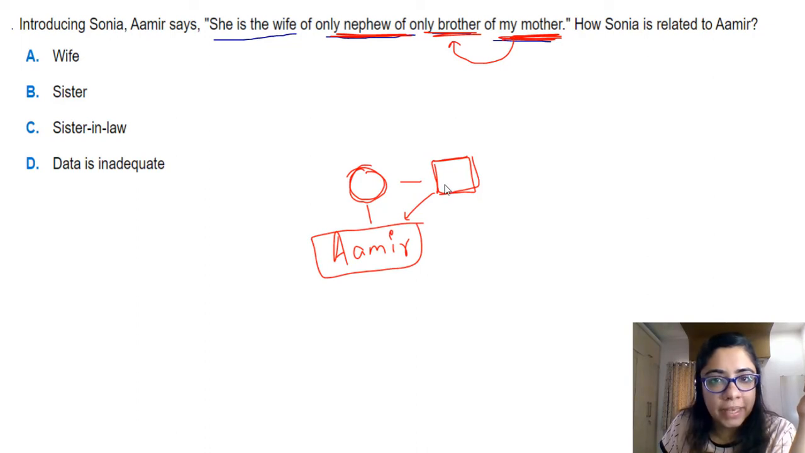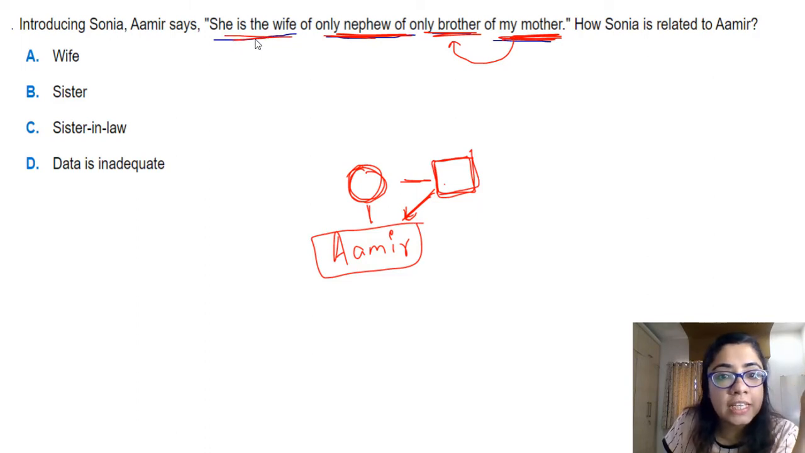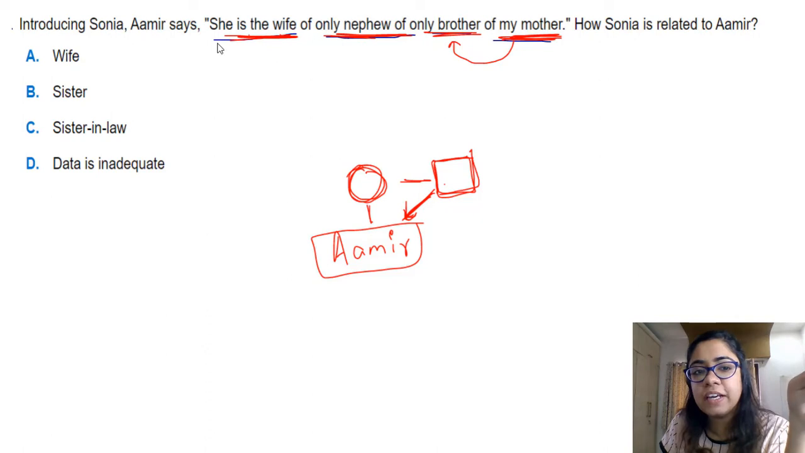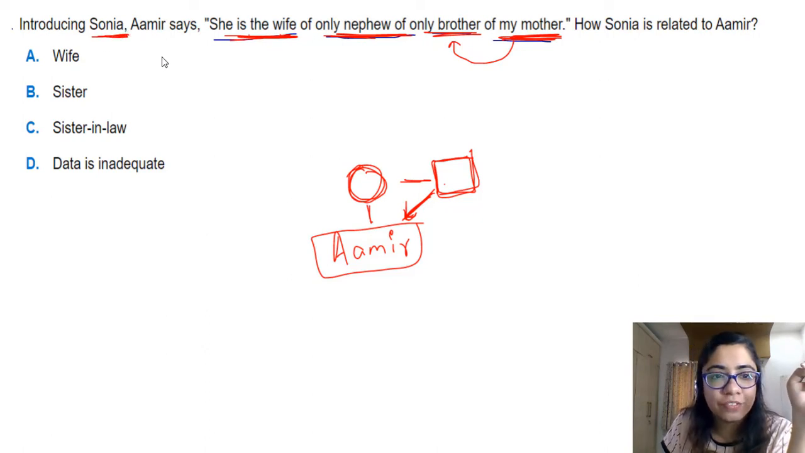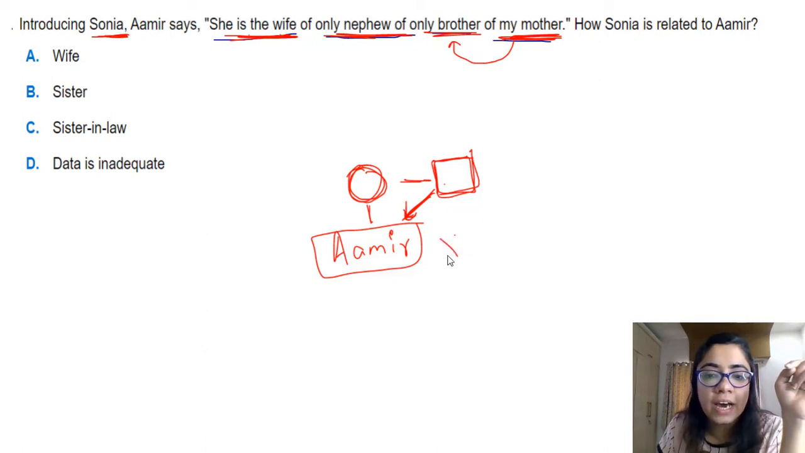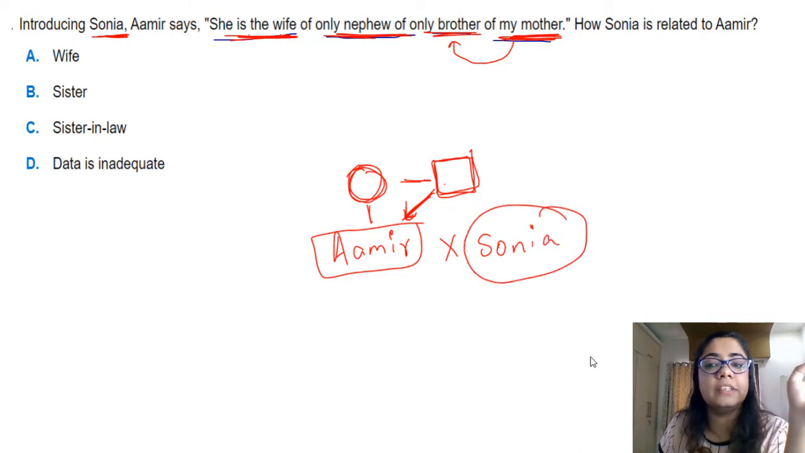ठीक है, so Amir's, basically this guy's sister's son is Amir. So the only nephew would be Amir only. And she is the wife of this only nephew. Only nephew था Amir. She is the wife. Who is the wife? Sonia is the wife. So Sonia is the wife of Amir. That is what it means.